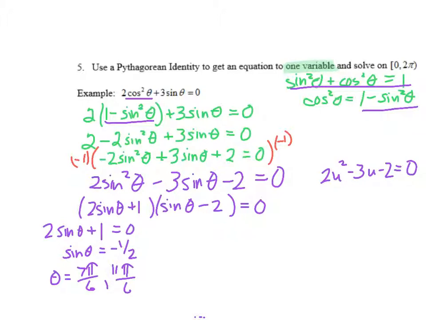But the great part about this one is, look at the right side: sine theta equals 2. Well, you should spot that right away. You don't need a calculator to spot that. That is not possible because sine can't be greater than 1, so you don't even have to work on that side. You just cross it off and your answer is 7 pi over 6 and 11 pi over 6.